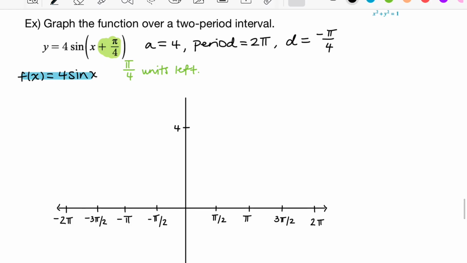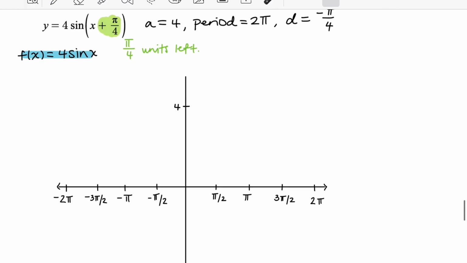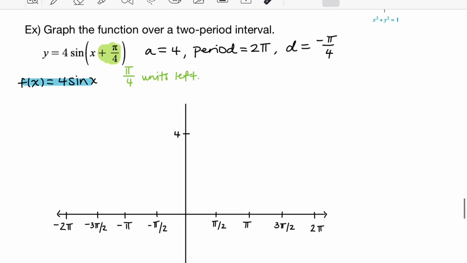Alright, so the first thing that we want to do is divide our period into 4 intervals. We know that our period is 2 pi, so we divide it into 4 intervals, we get this here, and then this here on our negative x-axis. And then remember, this is over a 2-period interval, that's why we have it in this region and this region. So we're going to evaluate our function at these points here.